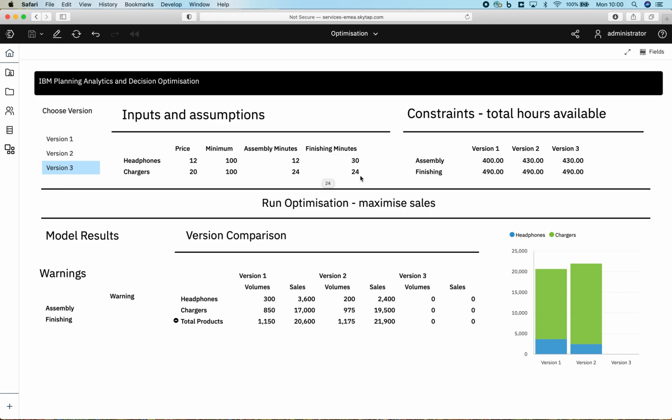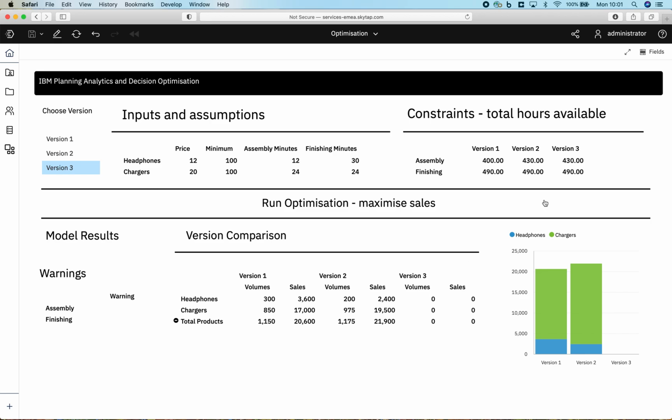Now, in an ideal world, we would sell a virtually unlimited number of chargers, given that they incur higher revenue. But of course, in the real world, we're limited by our capacity, and our capacity, as we can see, in assembly and finishing. We've run a couple of versions of the model using these constraints. We can see, for example, that by increasing our assembly capacity to 430 hours, we were able to focus slightly more on chargers and overall generate £1,300 more in revenue.